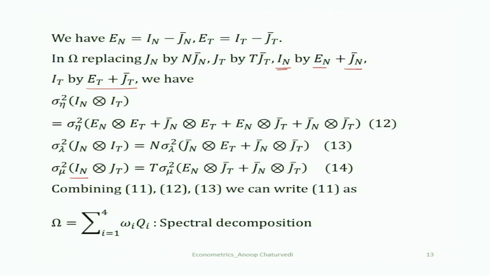And then we combine 11, 12, 13 and 14. Say from 12, 13 and 14, we substitute all these expressions in equation 11. And then you can easily verify that omega can be written as omega equal to summation I equal to 1 to 4 omega I Q I. And this is called the spectral decomposition.